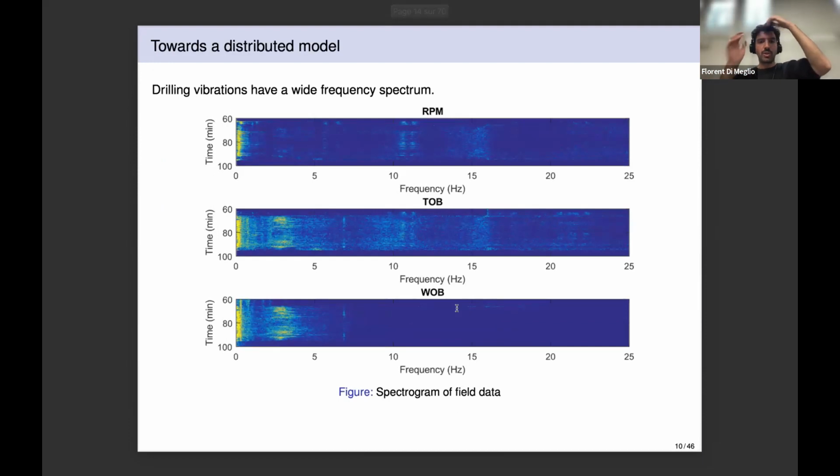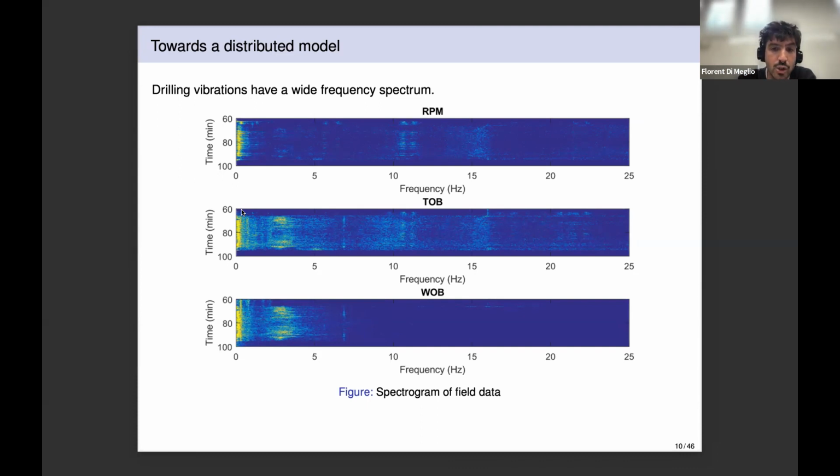I said that we wanted to model stick slip, and one of the important things to do when you want to model a behavior is to look at the data. And one thing about the stick slip data that you encounter in the field is that it has a very wide frequency spectrum. What you see here are spectrograms. On the x-axis you have frequency, and on the y-axis you have time. The more yellow you see on the spectrogram, the higher the energy present in the system at a given time and for a given frequency. And what you see here is that you have energy in the low frequency, around 1 hertz, but there's actually still a lot of energy around 5 and even around 6-7 hertz.